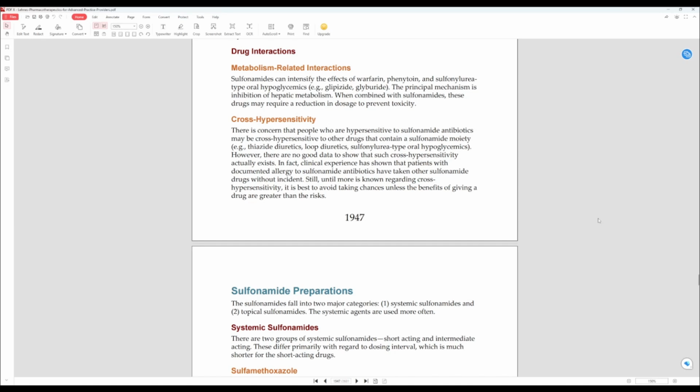Still, until more is known regarding that cross-hypersensitivity, it's best to avoid taking chances unless the benefit of giving the drug is greater than the risk.